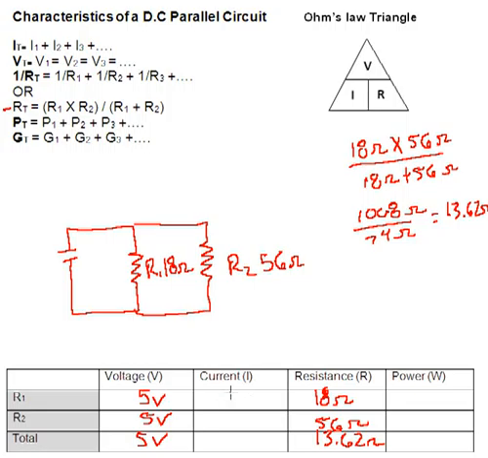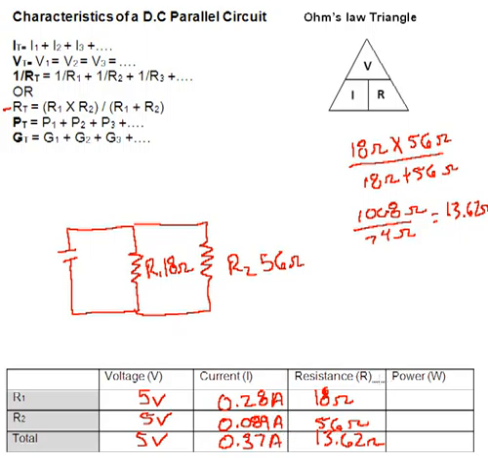Next step is we can find current using Ohm's law. So this would be 0.28 amps. The next one would be 0.089 amps, or you could say 89 milliamps. And the total current for the circuit is 0.37 amps.